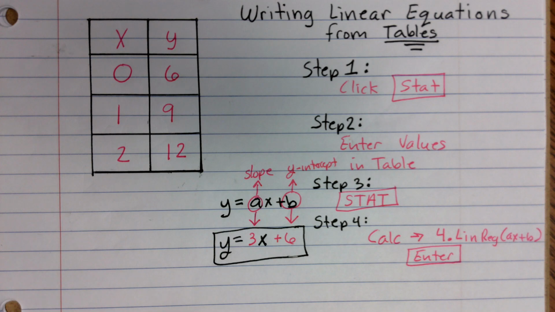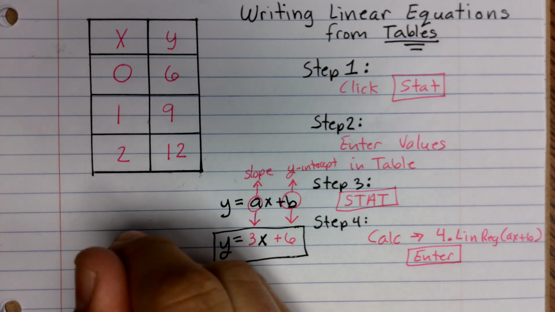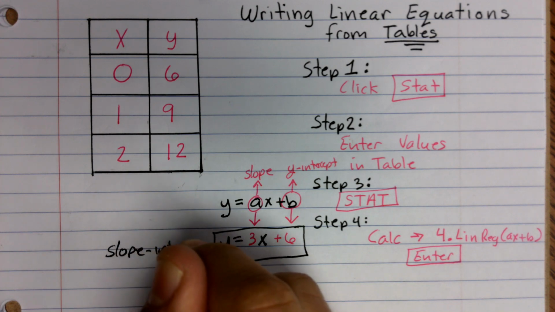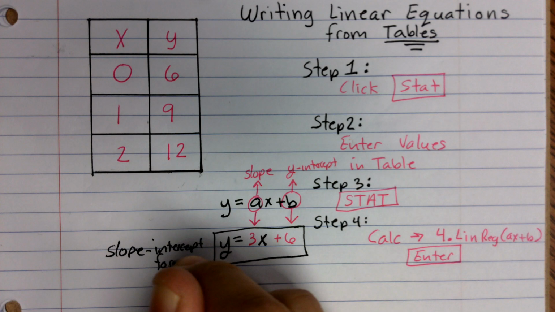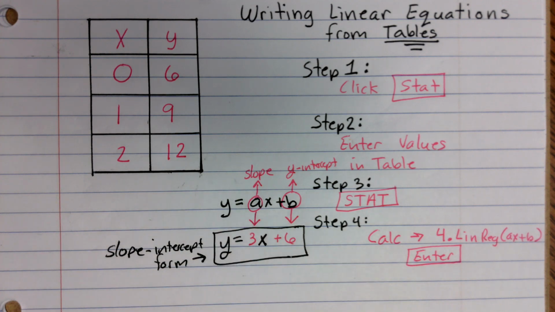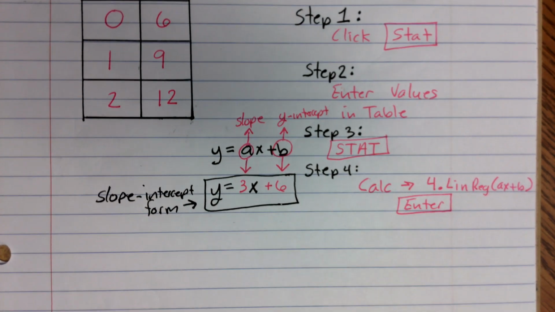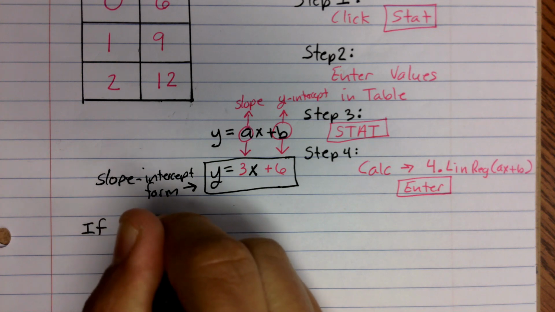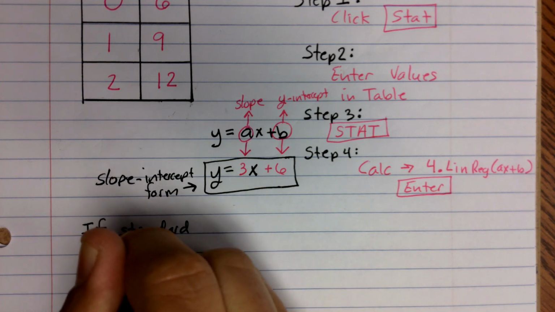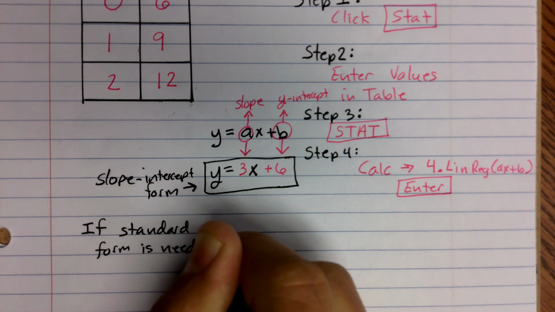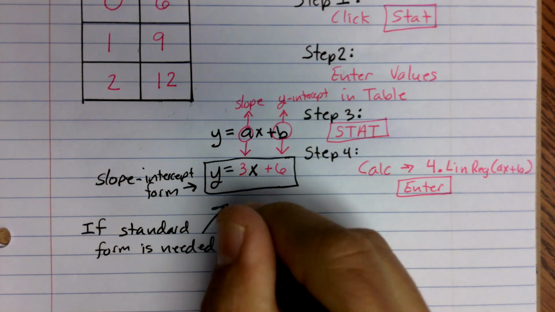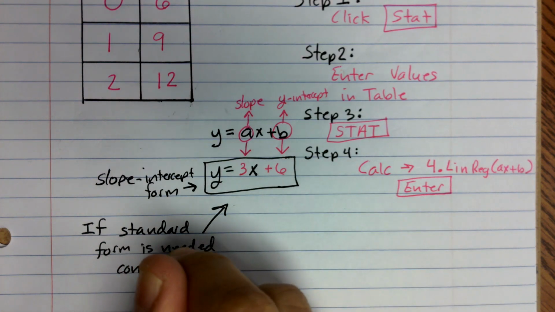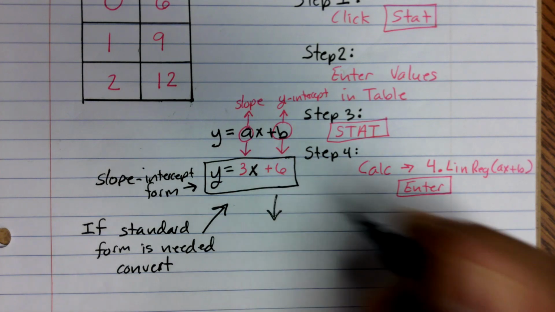Now, sometimes they're going to give you a table, and they may not ask you to give the answer in slope-intercept form. Sometimes they may ask you to give it in standard form. So I'm going to write right here, slope-intercept form. That's the way the calculator gives it. But if you're asked to give it in standard form, let me show you what you would do. If standard form is needed, we've got to convert it. So let me show you what that looks like.